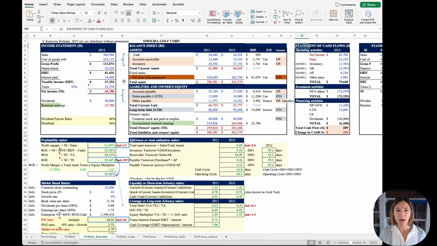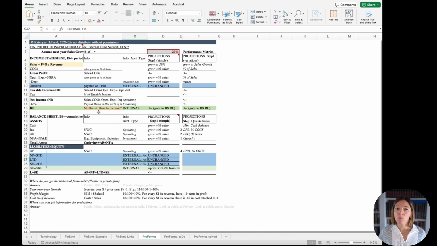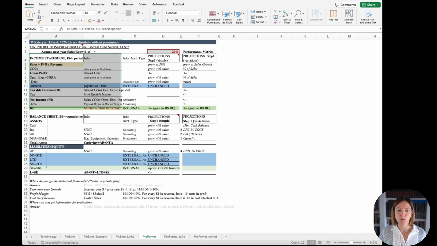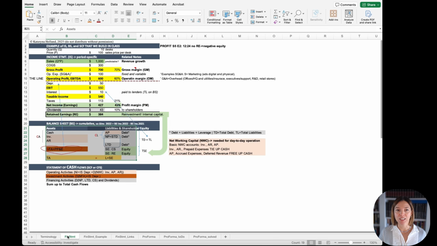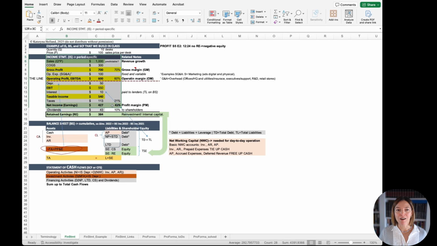It has several tabs. This tab, financial statement example, has the actual income statement, balance sheet, and statement of cash flows for an example. Another important tab is going to be pro forma. We will be building something similar to this with a breakdown of the income statement and the balance sheet. So if you get lost during the video, you can always click into here. And finally, this financial statements tab. It gives you a very colorful income statement with an example, a very colorful balance sheet with accounts designed, and the statement of cash flows.